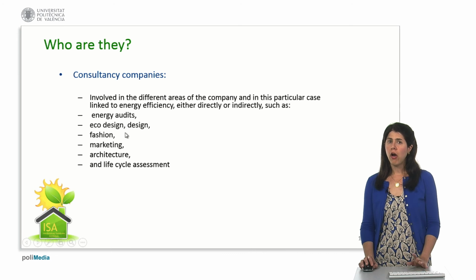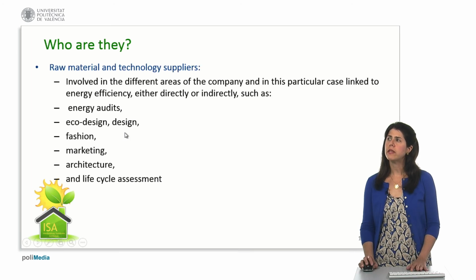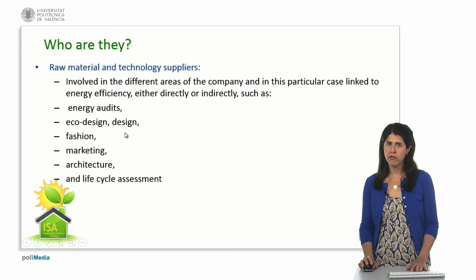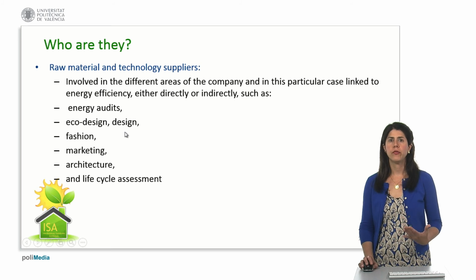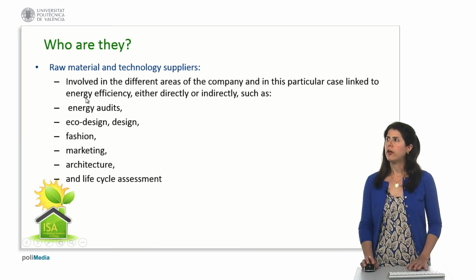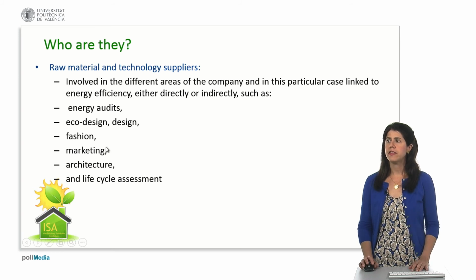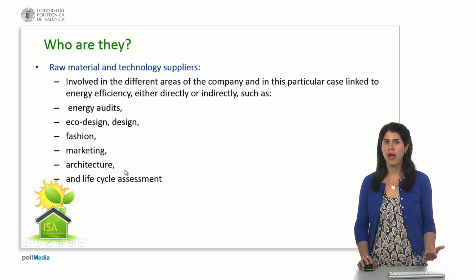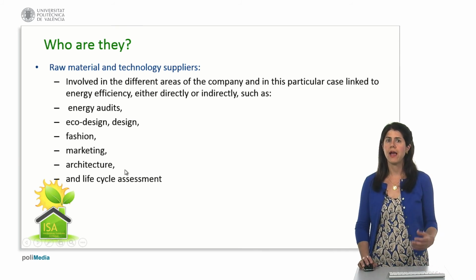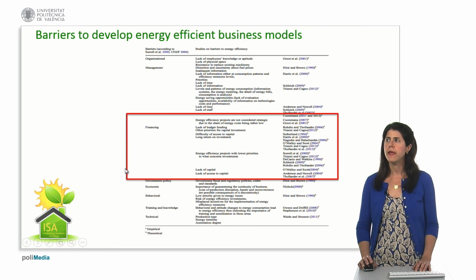So we cannot forget two bodies, which are the consultancy companies and also the raw materials and technology suppliers. Both groups of stakeholders also help the development of business models directly or indirectly in different areas of activity, such as marketing, architecture, and life cycle assessment. And we should consider them as important stakeholders.